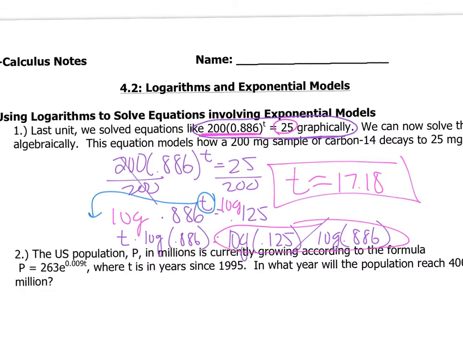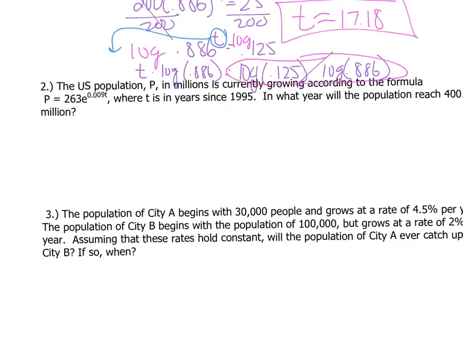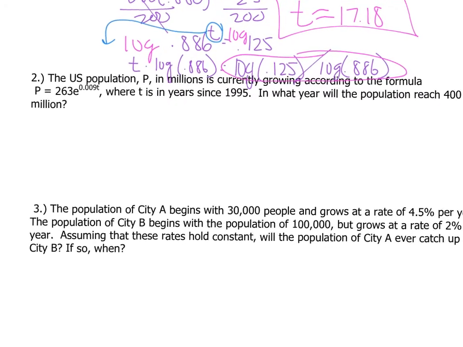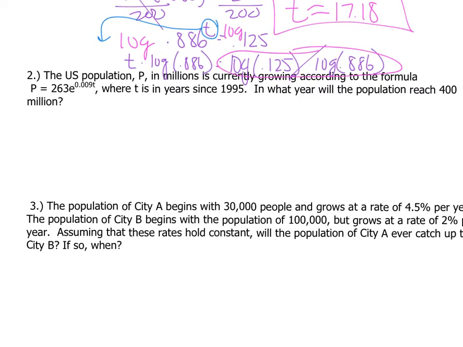The next example, we have a continuous model. It says the U.S. population is growing according to the formula given. T is in years since 1995, and in what year will the population reach 400 million? So I'm wanting to know that value of t where our population is 400. So I'm going to take that value of 400 and plug it in for p to solve.